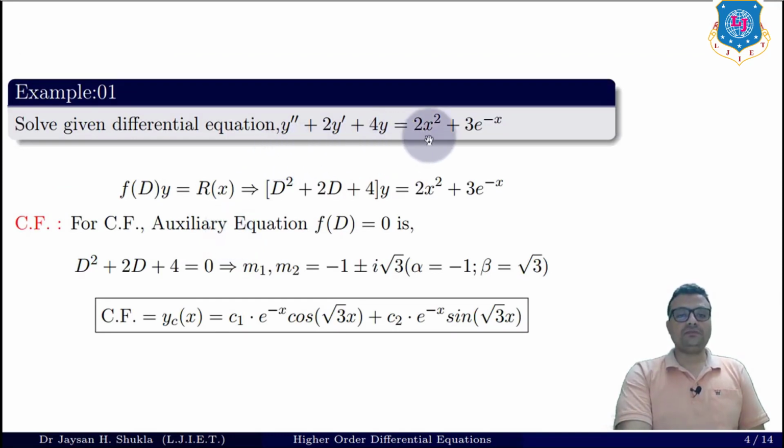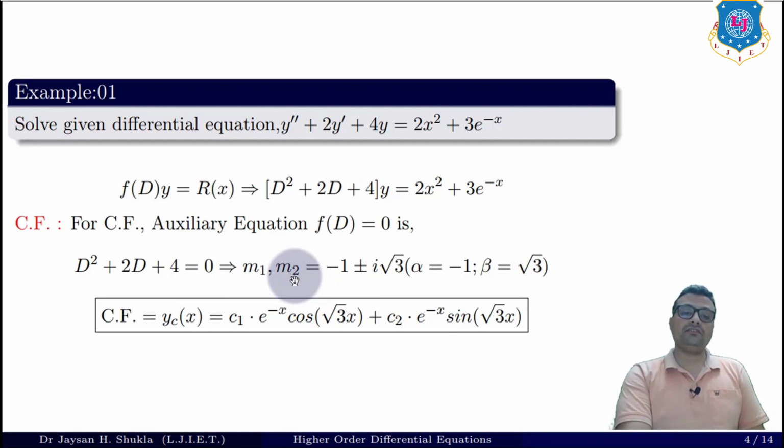Okay, the first possibility is, suppose we have addition of two functions like this. How to find the particular integral using the method of undetermined coefficients? So the equation is y double dash plus 2y dash plus 4y equal to 2x square plus 3e raised to minus x. Converting it into operator form, my equation will take this form: D square plus 2D plus 4 times y equal to 2x square plus 3e raised to minus x.